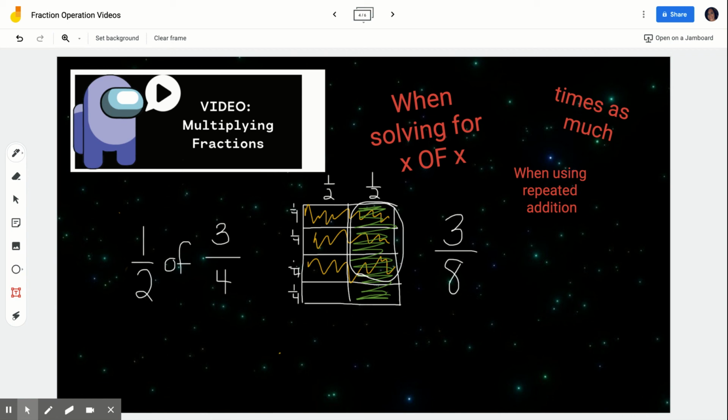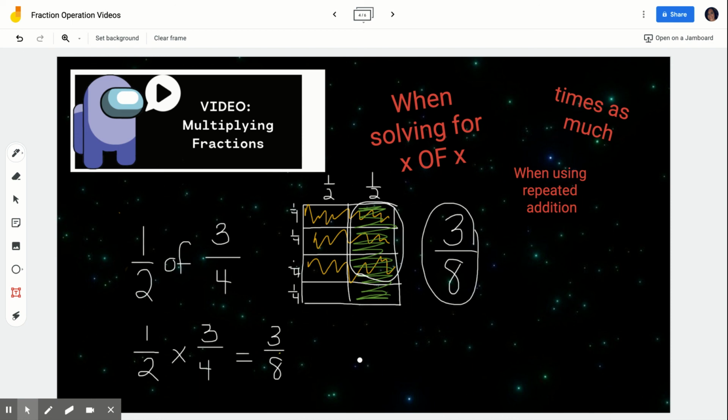So now I'm going to go back and check my model thinking with the algorithm here. We talked about how the "of" in 1/2 of 3/4 is going to change to the multiplication symbol. And now I can multiply straight across, then simplify if I need to. So 1 times 3 is 3, and 2 times 4 is 8.